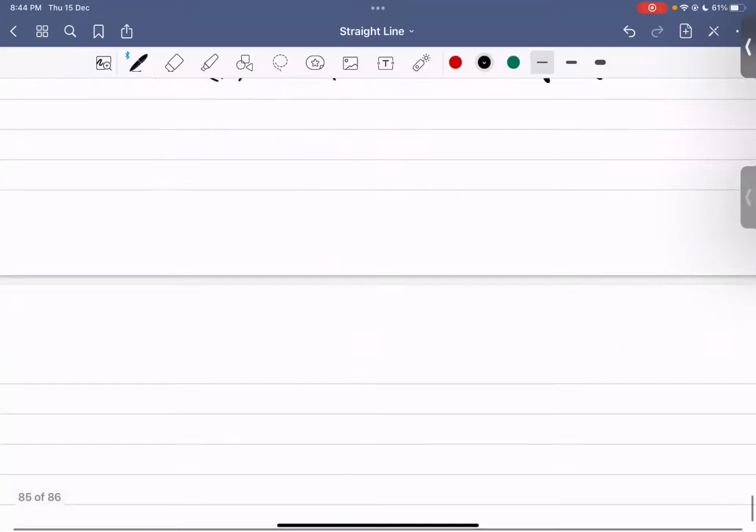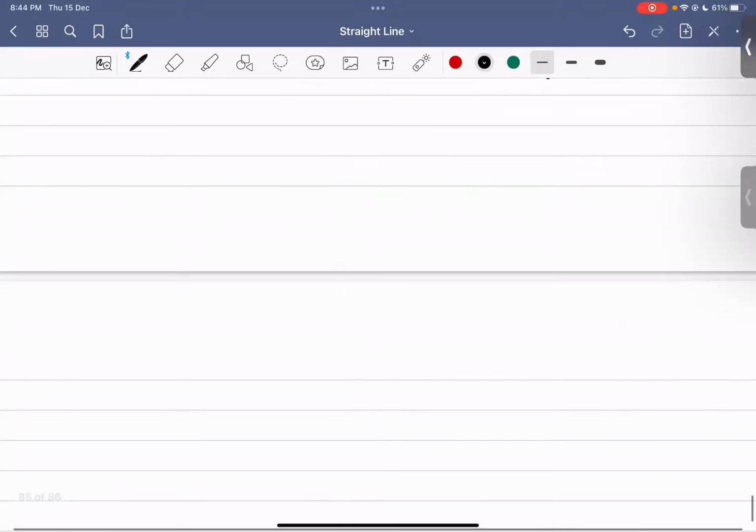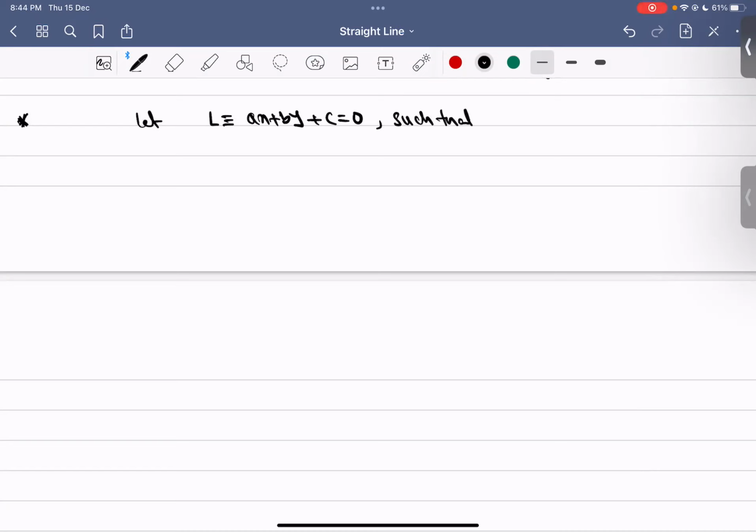So now, to explain this one, first let L be equal to ax plus by plus c equal to 0. This is the given line, such that a is positive. If a is positive, that is, the coefficient of x is positive.